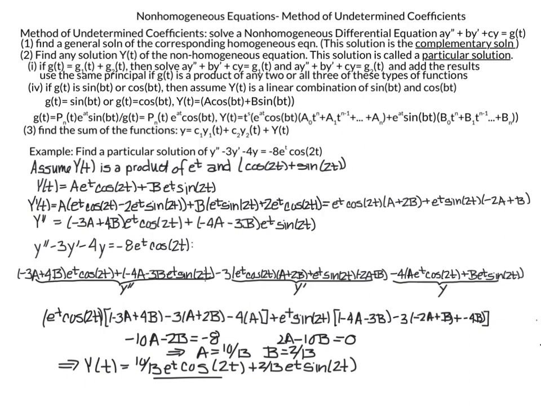That allows me to solve so that a is equal to 10 over 13 and b is equal to 2 over 13. And my general solution is 10 over 13 e to the t cosine of 2t plus 2/13 e to the t sine of 2t.